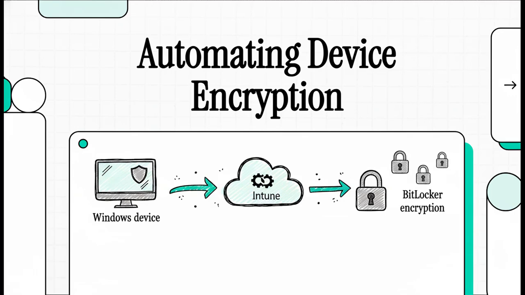All right, let's talk about something super important: automating device encryption. I'm going to show you how to use Microsoft Intune to make sure every new Windows device that joins your network gets encrypted automatically. We're talking zero-touch, set-it-and-forget-it security. This stuff saves a ton of time and prevents those big, costly data breaches. So yeah, let's dive right in.